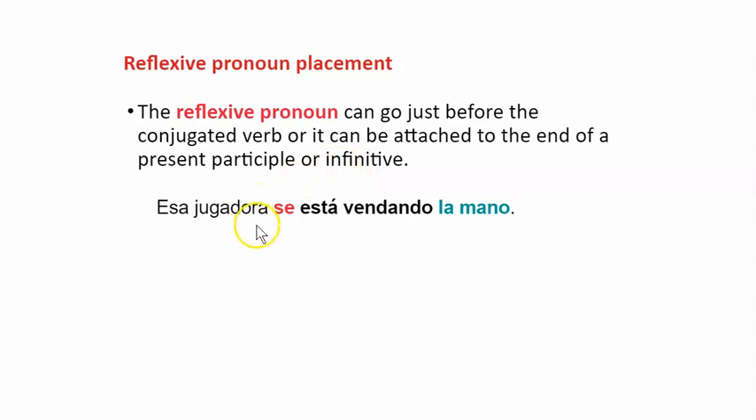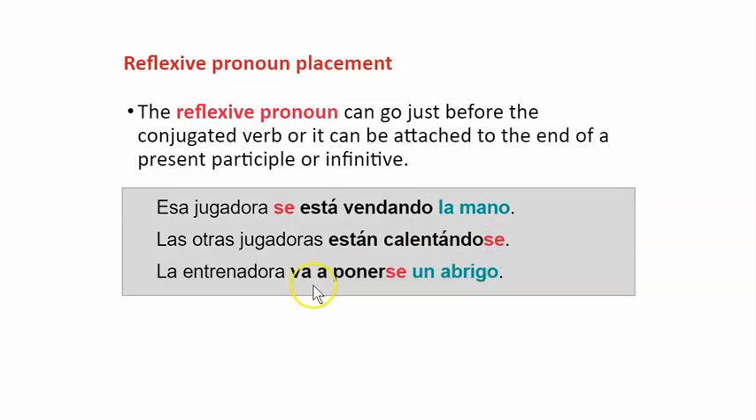So here the player is bandaging the hand. All right. The other players are warming themselves up. So ando here is our present participle. They are warming themselves up. So se gets attached. And the trainer is going to put a coat on herself. So that's also going to be attached there. You can either put the pronoun before the conjugated verb, where I'm pointing here, attached to the present participle, or attached to an infinitive.